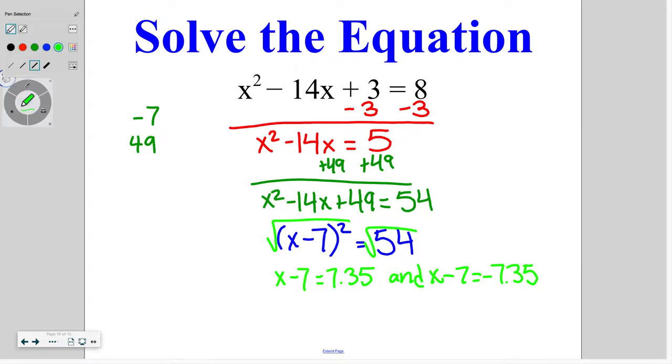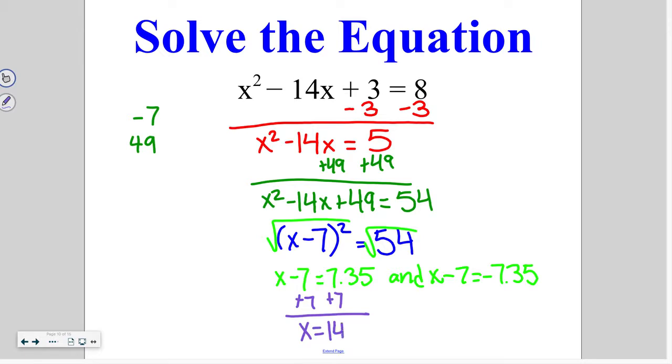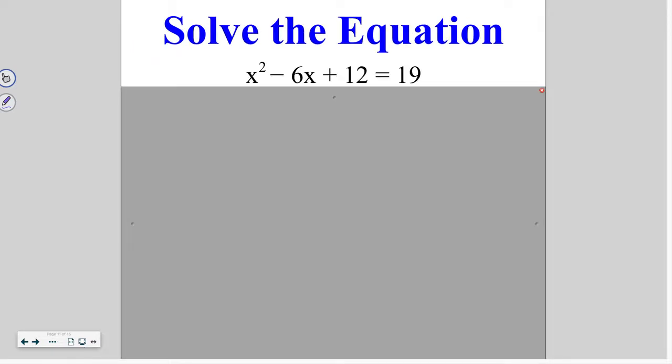We're going to finish out this problem by adding 7 to both sides of both equations. So giving me a first answer of x is equal to 14.35, and then adding 7 to the second equation, I end up with x is equal to negative 0.35. So I have my 2 answers for the quadratic. Go ahead and try this one on your own.